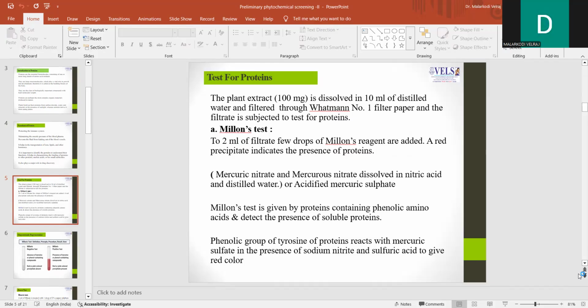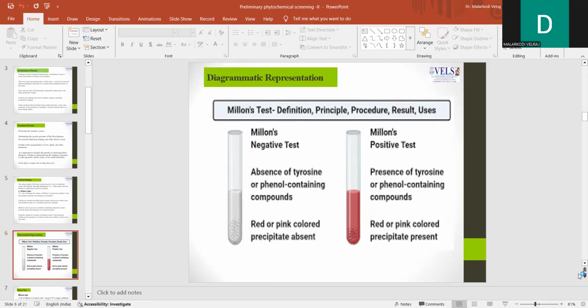Millon's reagent is chemically mercuric nitrate and mercurous nitrate dissolved in nitric acid and distilled water, or acidified mercuric sulfate. Millon's test is given by proteins containing phenolic amino acids, and it detects the presence of soluble proteins. The phenolic group of tyrosine in proteins reacts with mercuric sulfate in the presence of sodium nitrite and sulfuric acid to give a red color. Here is the diagrammatic representation of Millon's test.